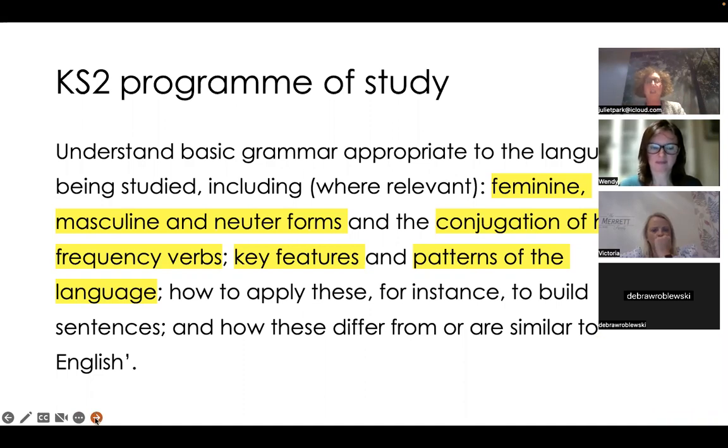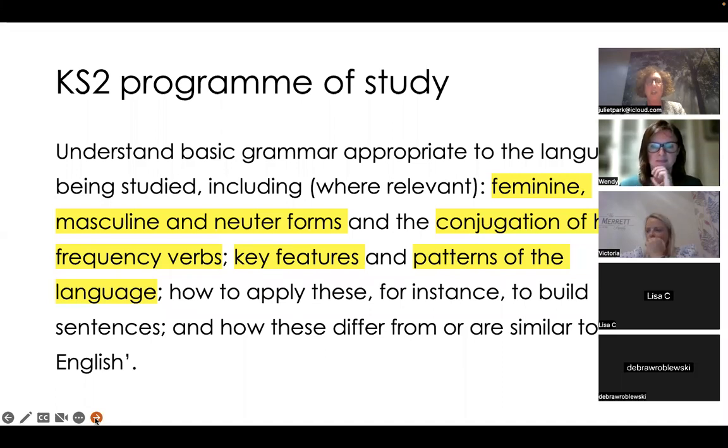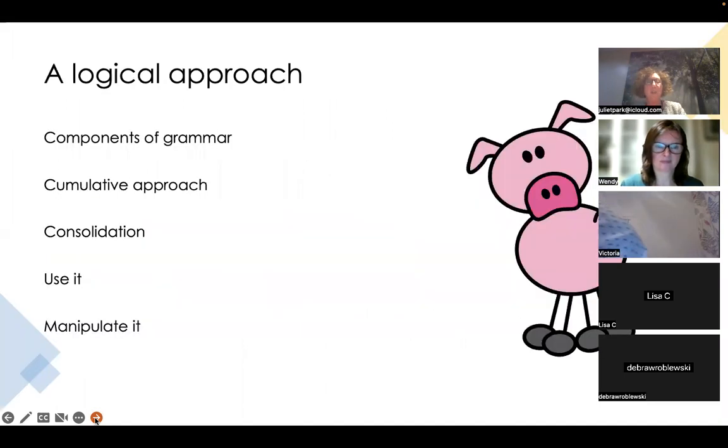So as you can see here, we are aware that in French and Spanish, we have got different genders. We've got feminine, we've got masculine. Neuter is more German, that doesn't really apply, of course, to French. And then we've got to think about the conjugation of verbs, particularly high frequency verbs, and look at key grammatical structures such as negatives, comparatives, and just look at how the patterns of language work. So we've got to consider things like word order, etc.